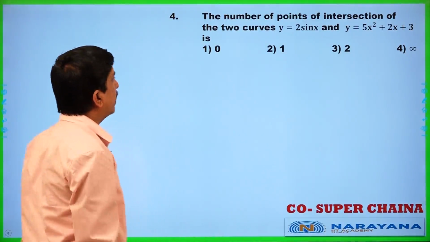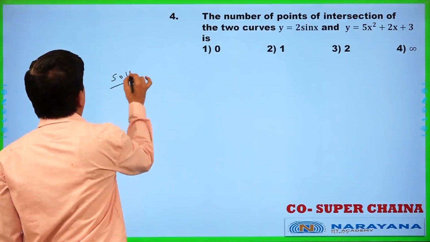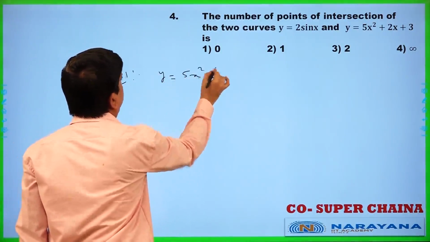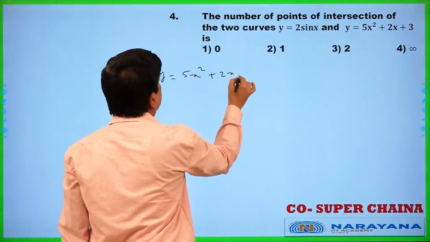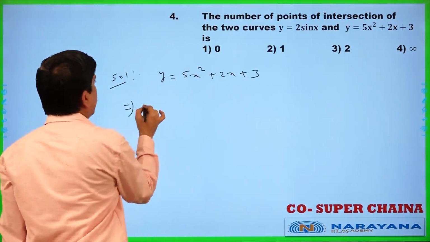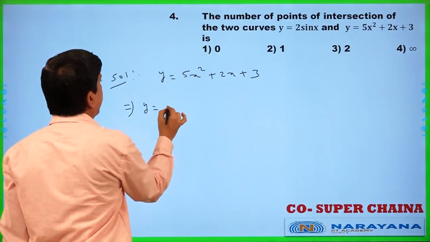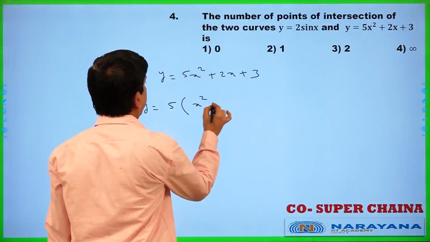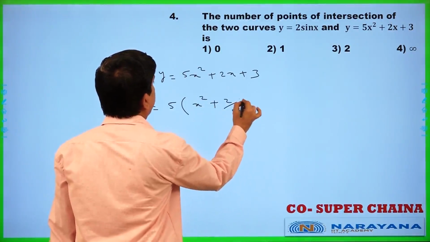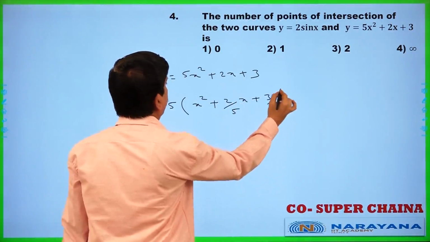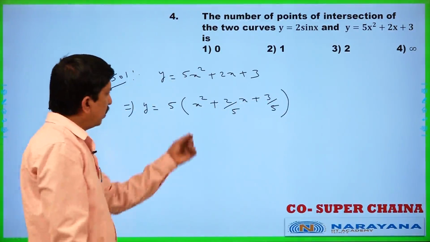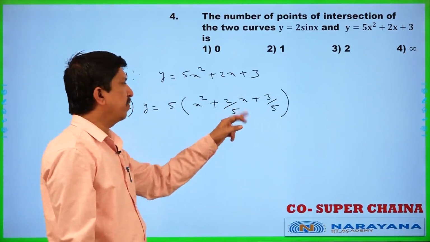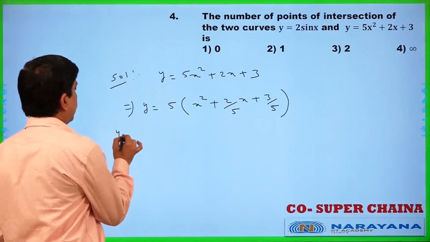Now, this quadratic equation, I will check it. The quadratic equation is y equal to 5x square plus 2x plus 3. Now, this implies y is equal to, I will take 5 common. What do you get once you check this? x square plus 2 by 5 x plus 3 by 5. Now, I want to make this into a perfect square. x square plus 2ab, that means 2 into 1 by 5 x is there.